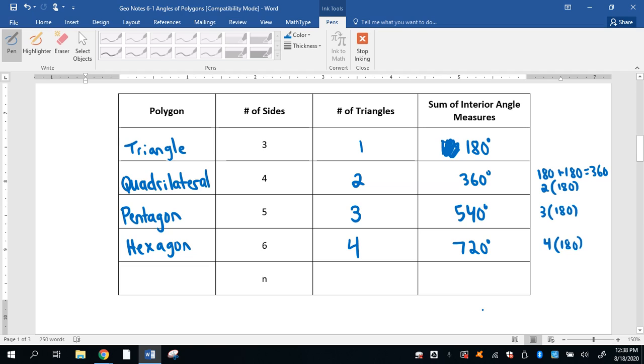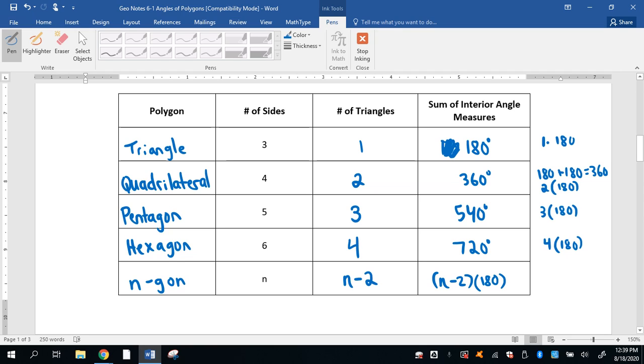So let's say we had an n. That's called an n-gon. If there were three sides, we had one triangle. Four sides, two triangles. Five sides, three triangles. Six sides, four triangles. So if we have n sides, how many triangles do we have? That's correct, n minus 2. Note how we're doing this: it's 1 times 180, 2 times 180, 3 times 180, 4 times 180. So this would be n minus 2 times 180.